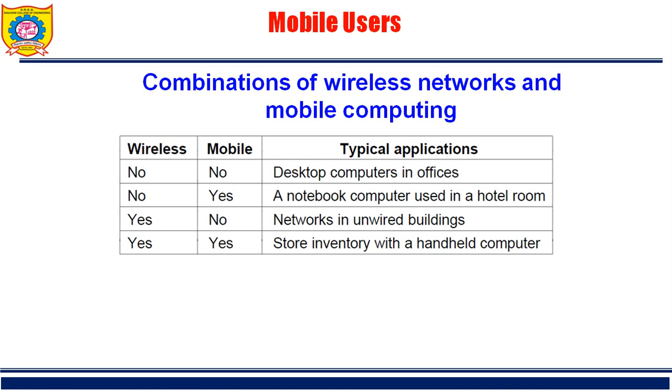Then a network in unwired buildings. So you can form a wireless network in your building. So it may be wireless, but it is not movable. Then there are handheld devices or computers where both things are happening. You are communicating wirelessly as well as moving from one location to another while we are still getting that service, and that we can call mobile.